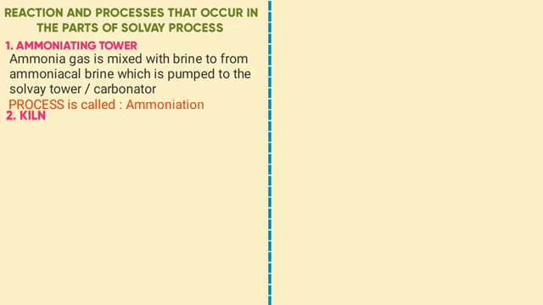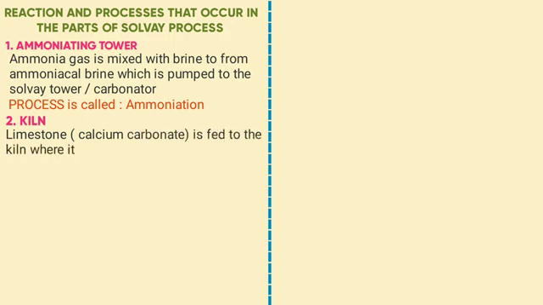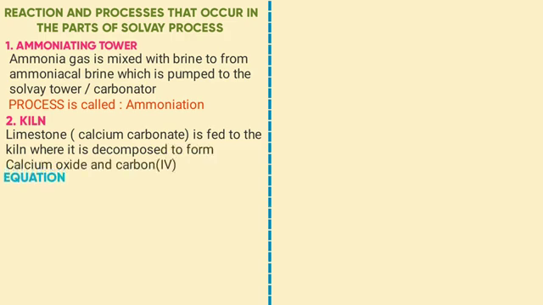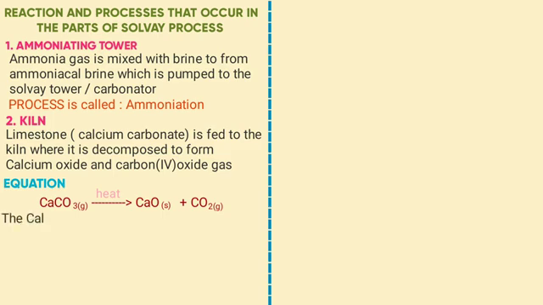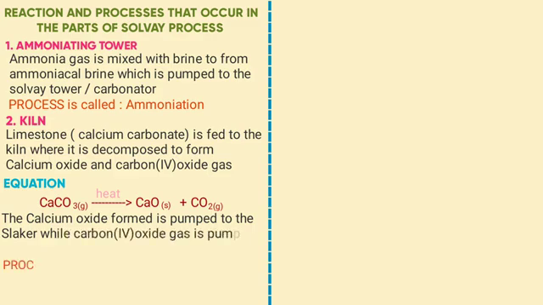Part number 2, the kiln. Limestone, which is calcium carbonate, is fed into the kiln, where it is decomposed to form calcium oxide and carbon dioxide. The equation is calcium carbonate (solid) arrow calcium oxide (solid) plus CO2 (gas). Now, the calcium oxide formed is pumped to the slacker, while carbon dioxide is pumped to the carbonator. The process that occurs in the kiln is called thermal decomposition.